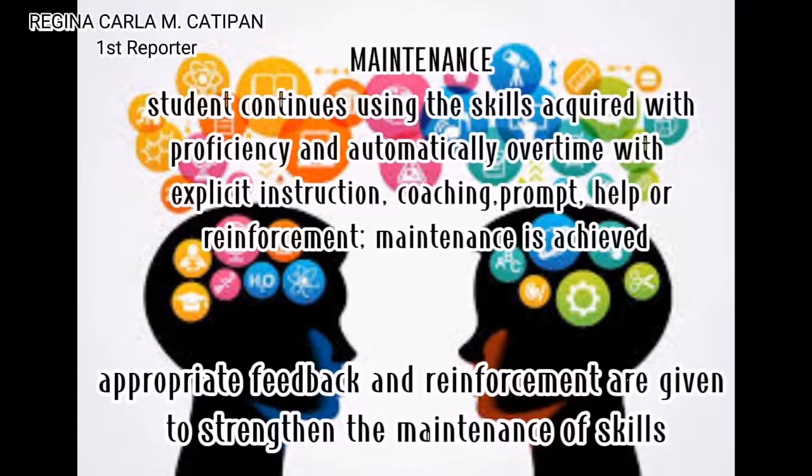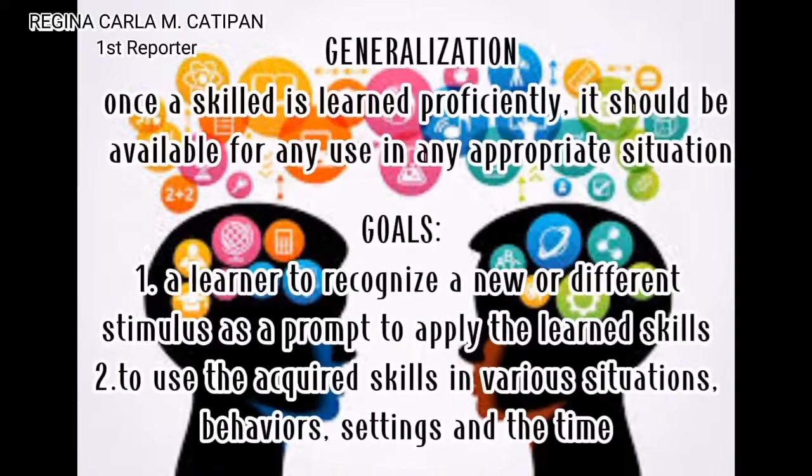Learning of new skills is built on skills that are maintained, while skills that are not used will weaken even if they were learned earlier with proficiency. Next substage is generalization, wherein once a skill is learned proficiently, it should be available for any use in any appropriate situation. And it has goals.